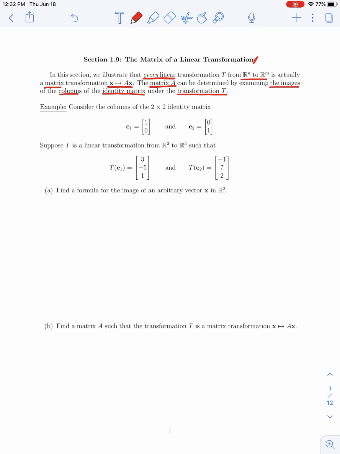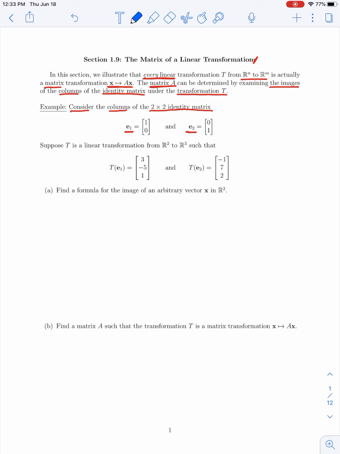So to introduce this concept, let's consider working with the columns of what is known as the 2x2 identity matrix. So we have these column vectors, which we denote as e1 and e2. Those are (1, 0) and (0, 1). And we had seen these e1, e2 vectors a little bit in the last section, 1.8. And I claim that these two vectors are columns of what's called the 2x2 identity matrix.